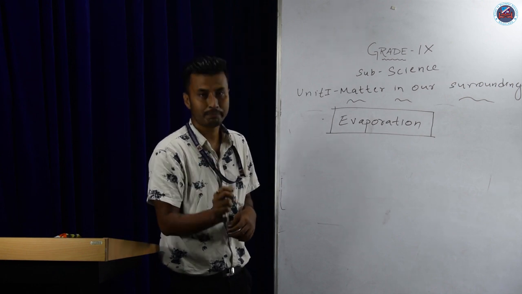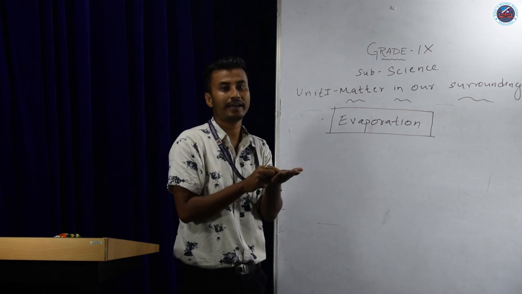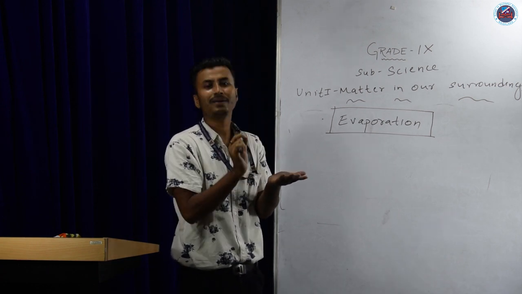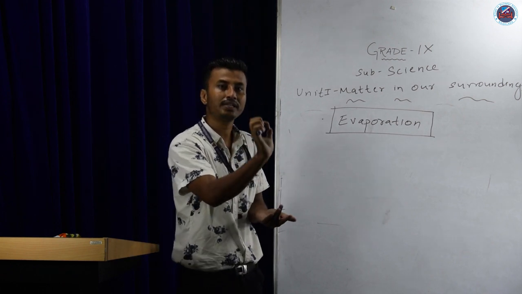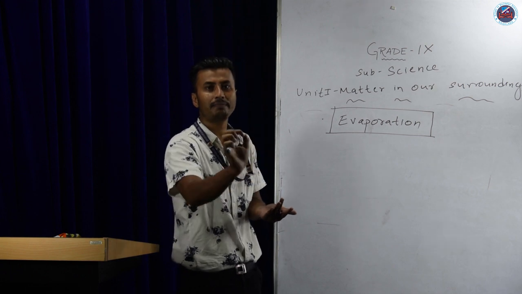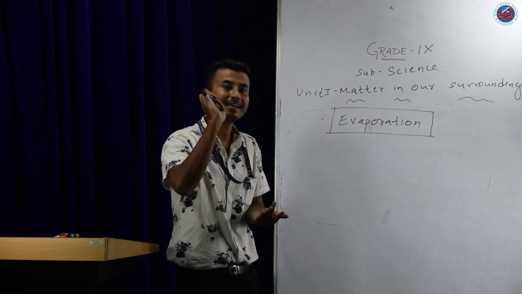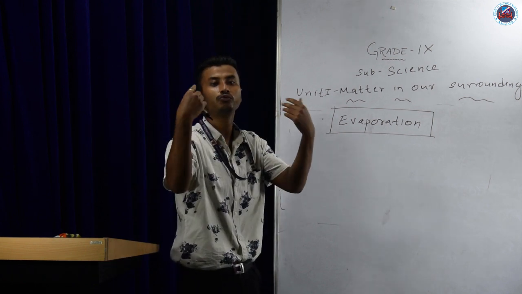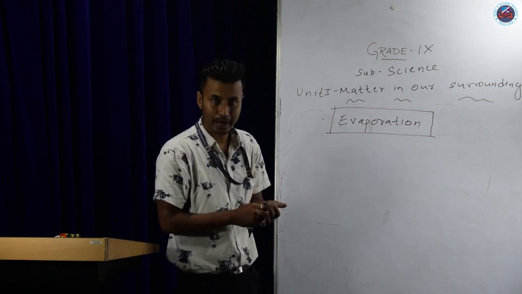The answer is very simple actually. Whenever you put acetone on your palm, see guys, the boiling point of acetone is very low. What is the meaning of boiling point? Boiling point represents the temperature at which a liquid starts boiling. For example, the boiling point of water is 100 degrees Celsius. That means at exactly 100 degrees Celsius, the water starts getting converted into its vapor form. So similarly, acetone has a very low boiling point.